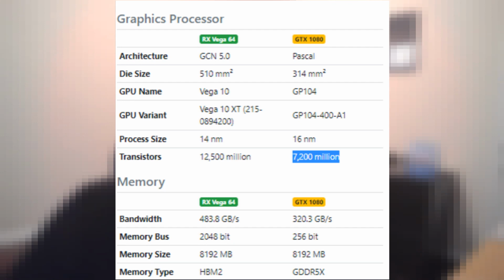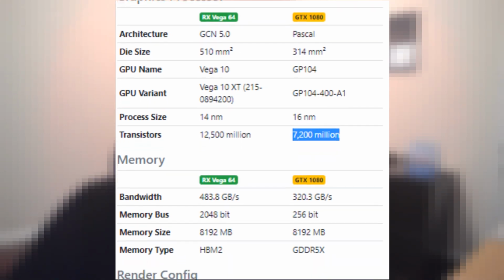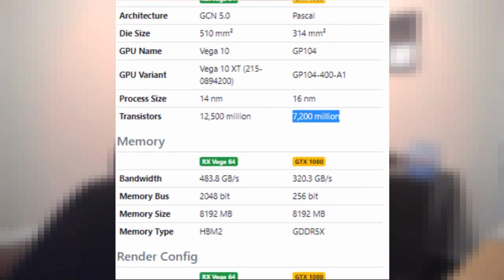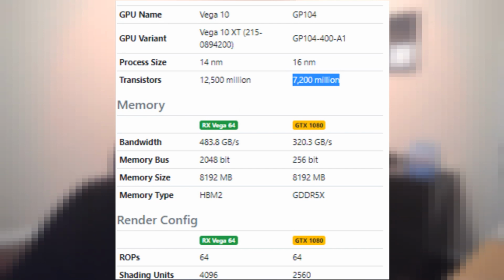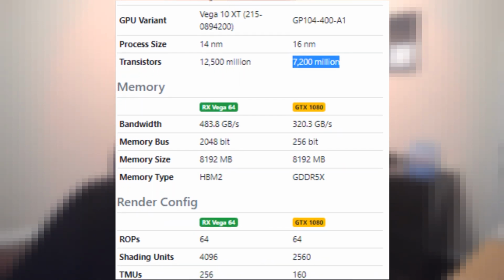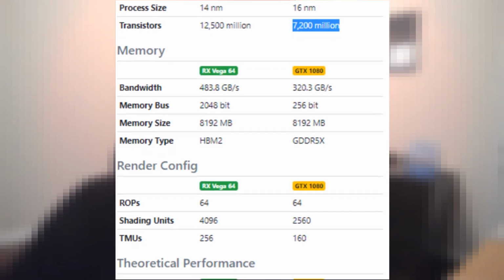And then we can look at more bandwidth. You look at the numbers, again, the Vega 64 has much higher bandwidth, a much bigger memory bus, the same amount of RAM, and a much more advanced memory solution. It has way more shader units. Look at that, 4096 versus 2560. So those shader units, those are the worker units that I mentioned.